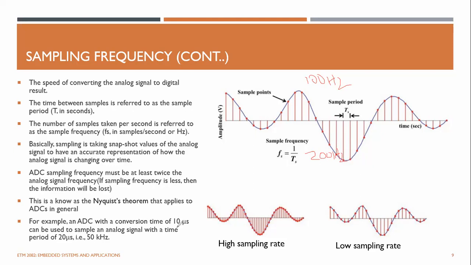This is again an example: a 10 microsecond ADC can sample a signal of 20 microsecond period, right? Which is equal to 50K. So if you want to sample a 50 kilohertz signal, you need a 100 kilohertz sampling rate. Otherwise, it will be distorted and you can't get any accurate reading from the ADC.